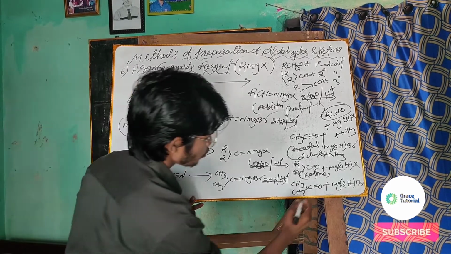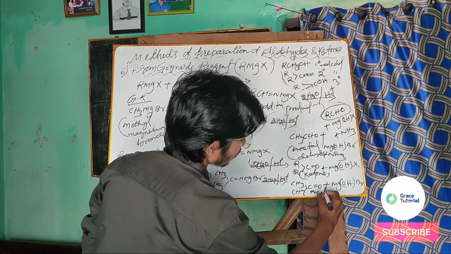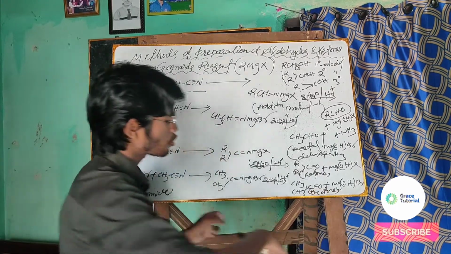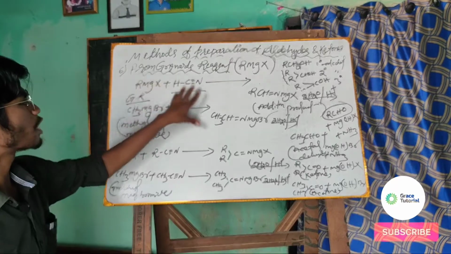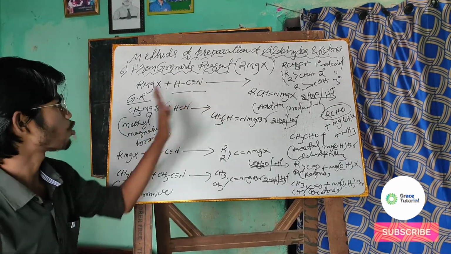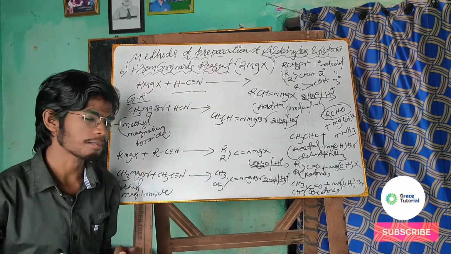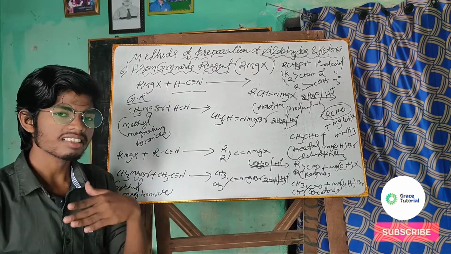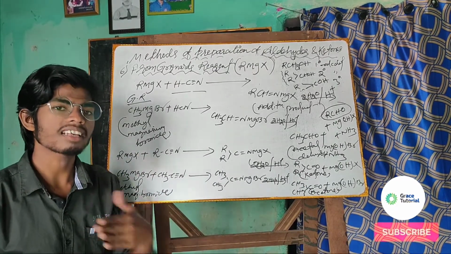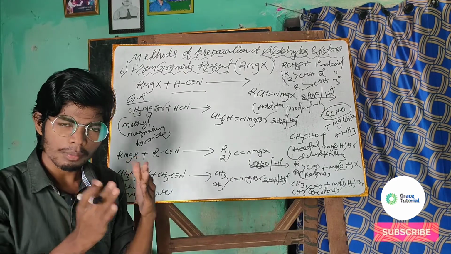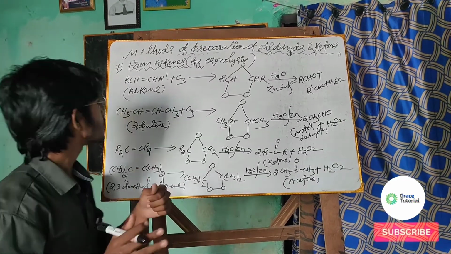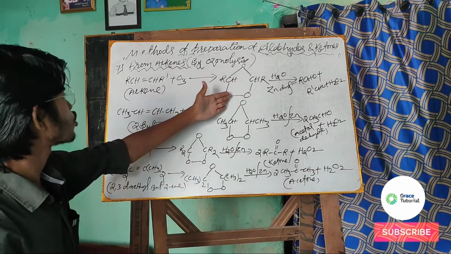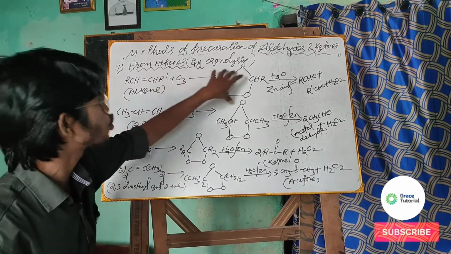And you see, acetone is obtained. So acetone is the main product of this compound. So this is all about the sixth method where aldehydes and ketones are formed from Grignard's reagent. Now we will move on to the seventh method for the preparation of aldehydes and ketones, that is from alkenes, by ozonolysis.